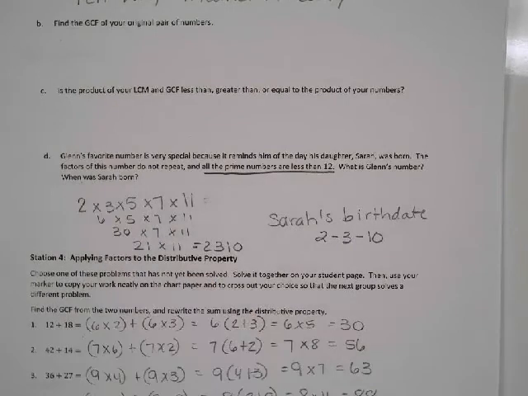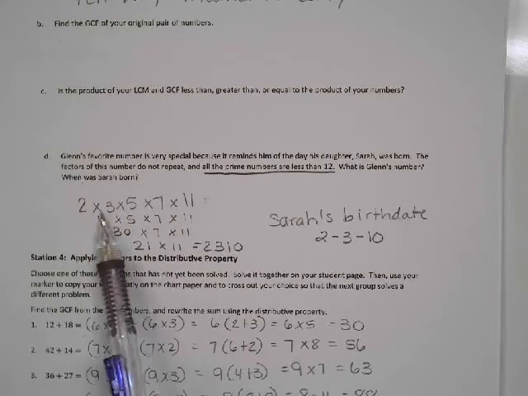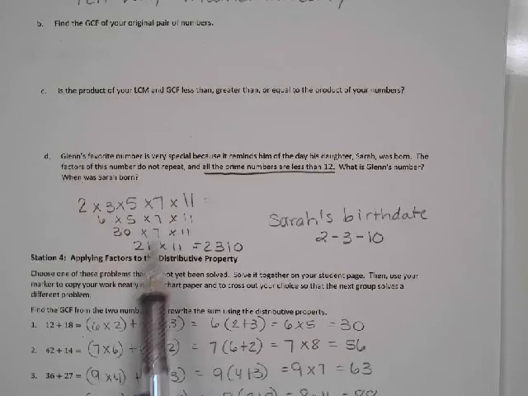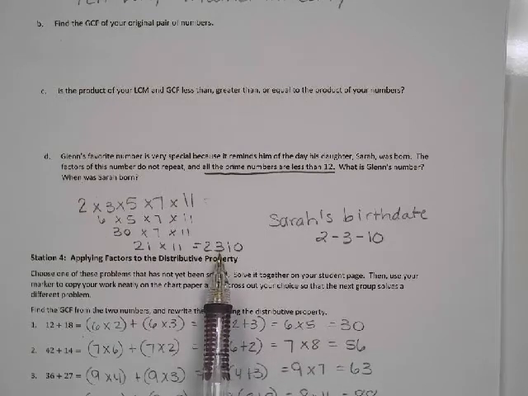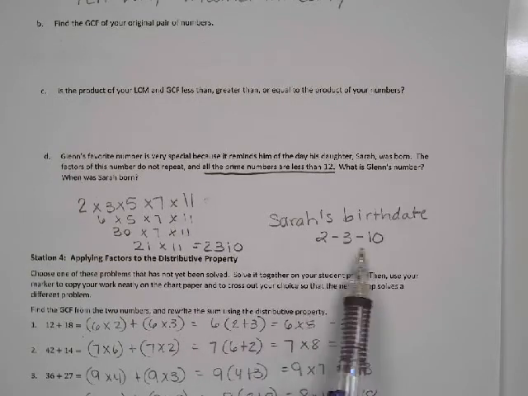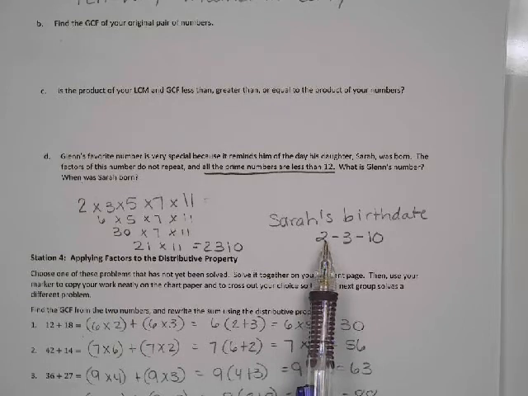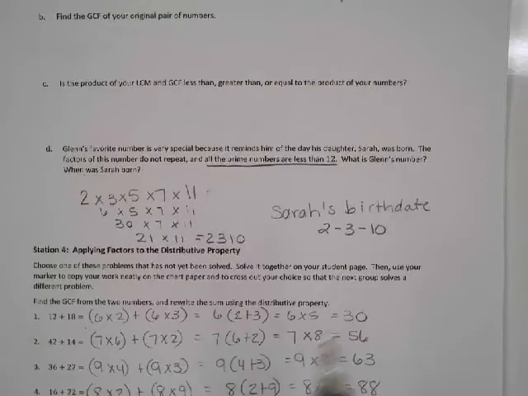For D, it says Glenn's favorite number is very special because it reminds him of the day his daughter Sarah was born. The factors in this number do not repeat. All the prime numbers are less than 12. What is Glenn's number? So all the prime numbers less than 12 are 2, 3, 5, 7, and 11. When you multiply those together, you get 2,310. And when I divide that up so I can write an actual birth date, it becomes 2, 3 of 10, which is like February 3rd, 2010.